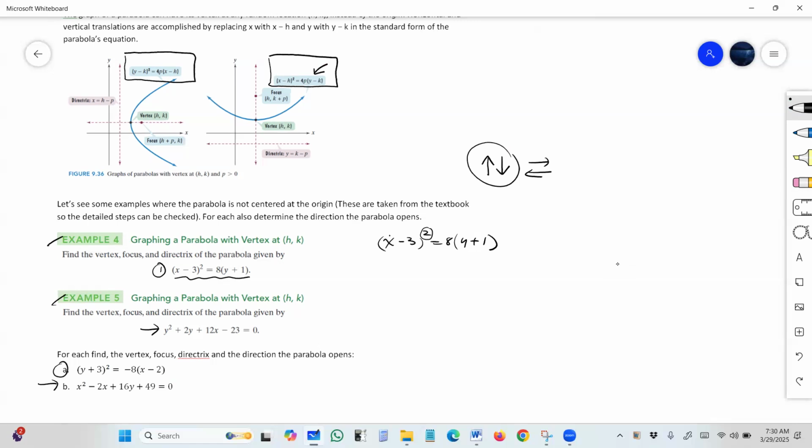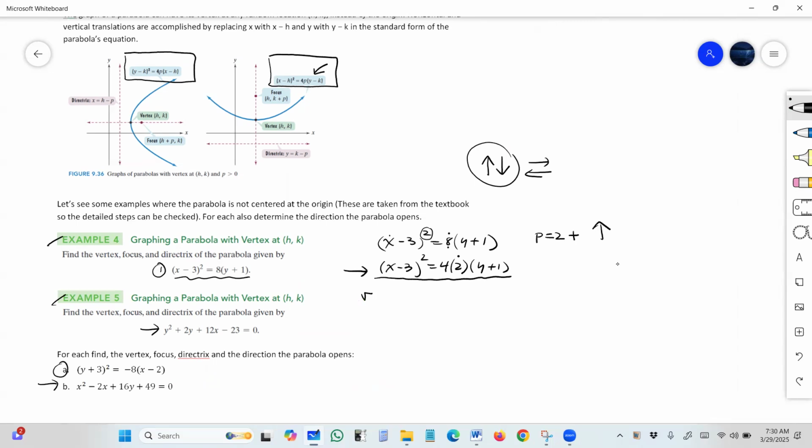And what am I going to do again? I need to factor out 4 from this 8. So I'm going to write (x minus 3) squared equals 4 times 2 times (y plus 1). When you pull a 4 out, p is going to be this number divided by 4. So my p equals 2, which is positive, which means this parabola is going to open upward. So this is the standard form of the equation.